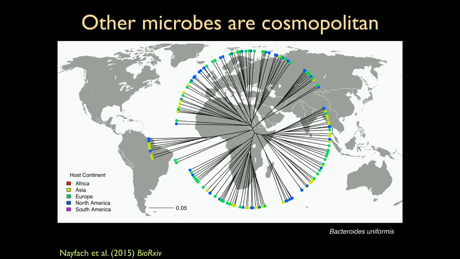Now, diet, location, access to medical care, antibiotics, other things are confounded here, all of those variables. So we don't know if this is geographic structure, if this is selection based on, say, having taken antibiotics, if it's to do with diet or lifestyle. And that's what we're drilling down to try to figure out now.